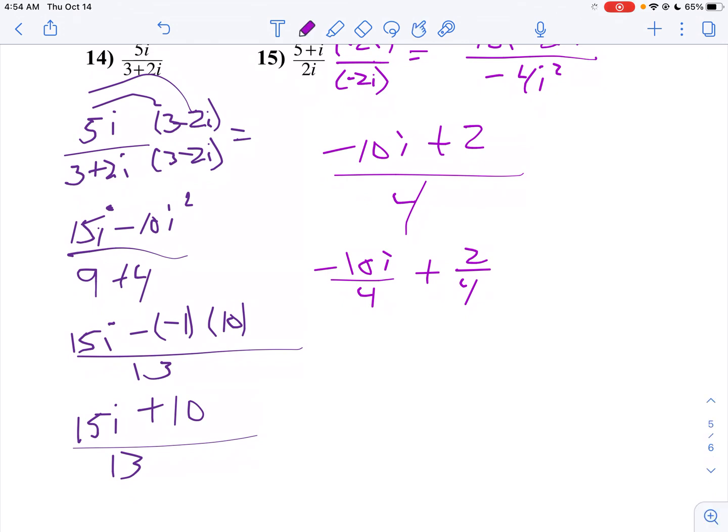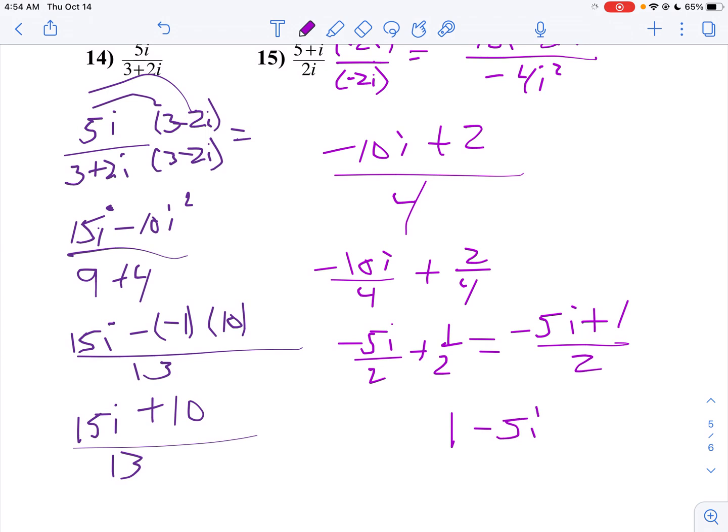So 4 doesn't go into 10, but 2 goes into both of them, doesn't it? So you get negative 5i over 2 plus 1/2. A lot of times we'll write that as negative 5i plus 1 all over 2. Or you might even see it as 1 minus 5i, because that's usually how we have it written as a complex number, is we put the imaginary part second. And there's your solution.